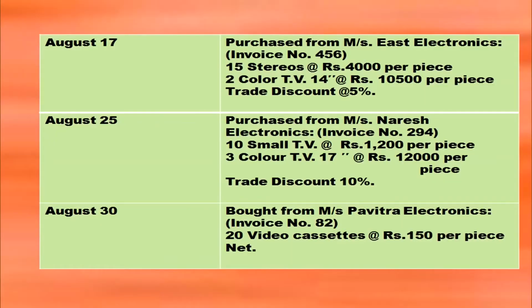Some more transactions are there in the Harsha Electronics. They purchased on August 17th from Messrs. East Electronics 15 stereos at rupees 4,000 per piece, 2 color TV at rupees 10,500 per piece, trade discount at 5%. Then on August 25th, purchase from Messrs. Naresh Electronics 10 small TV at rupees 1,200 per piece and 3 color TV at rupees 12,000 per piece and trade discount 10%. Similarly, one more transaction is given on August 30th.